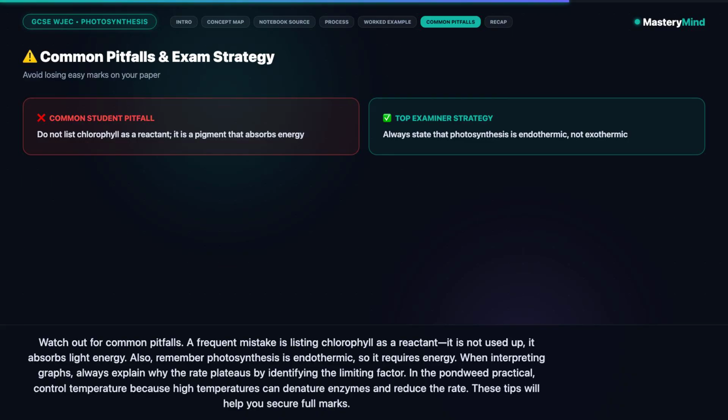When interpreting graphs, always explain why the rate plateaus by identifying the limiting factor. In the pondweed practical, control temperature because high temperatures can denature enzymes and reduce the rate. These tips will help you secure full marks.